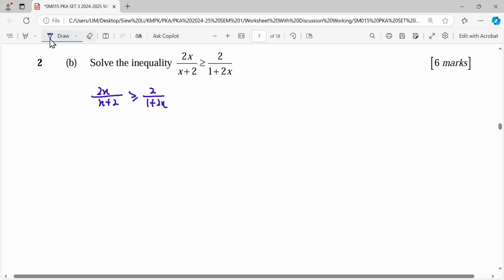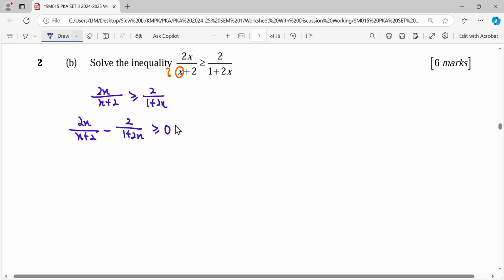Why can we not cross multiply? Because you can see x is unknown, and when the unknown plus 2, you don't know whether this is positive or negative. Then when you multiply with a positive or negative uncertainty, your inequality sign will be affected. Therefore, to solve rational inequalities, move everything to the left hand side.